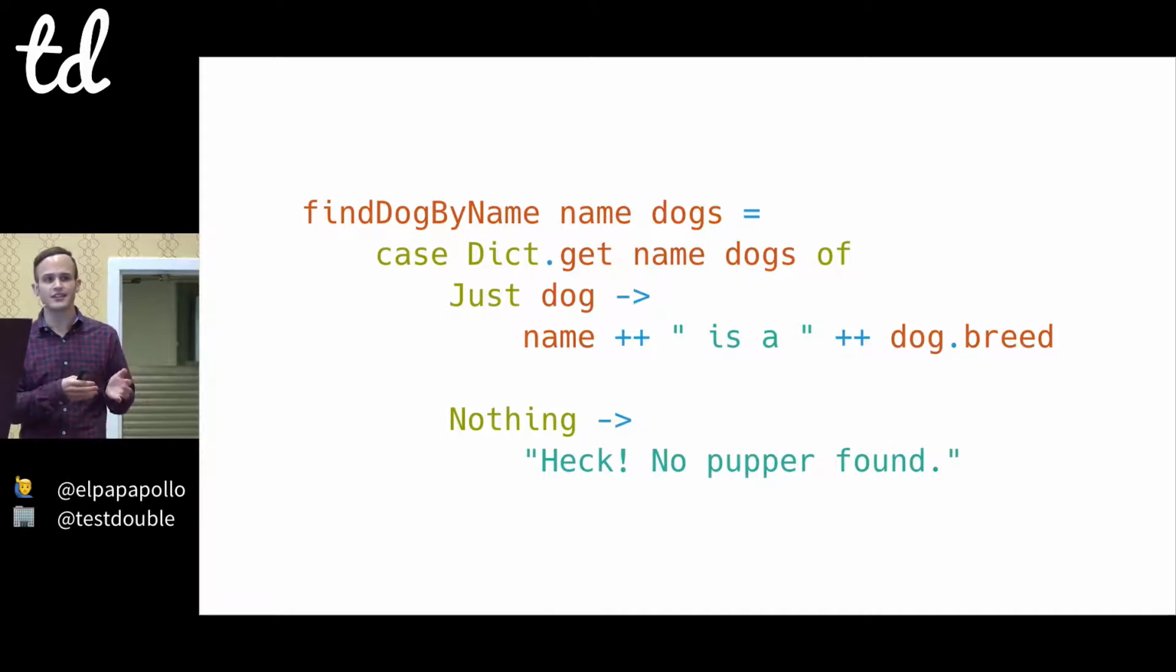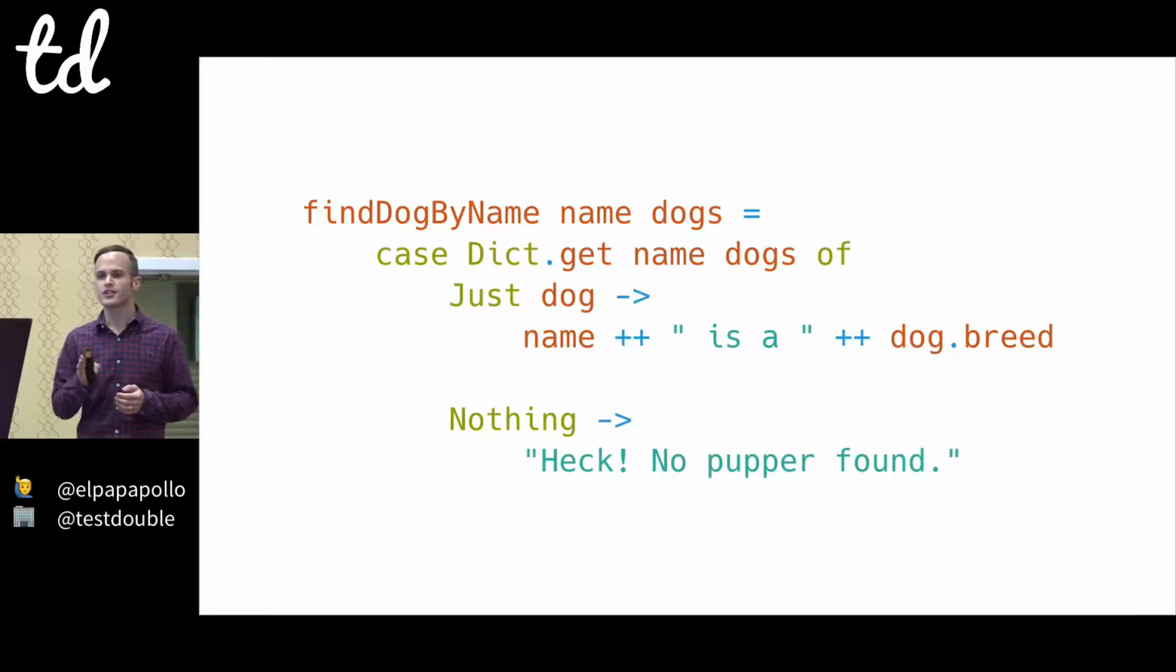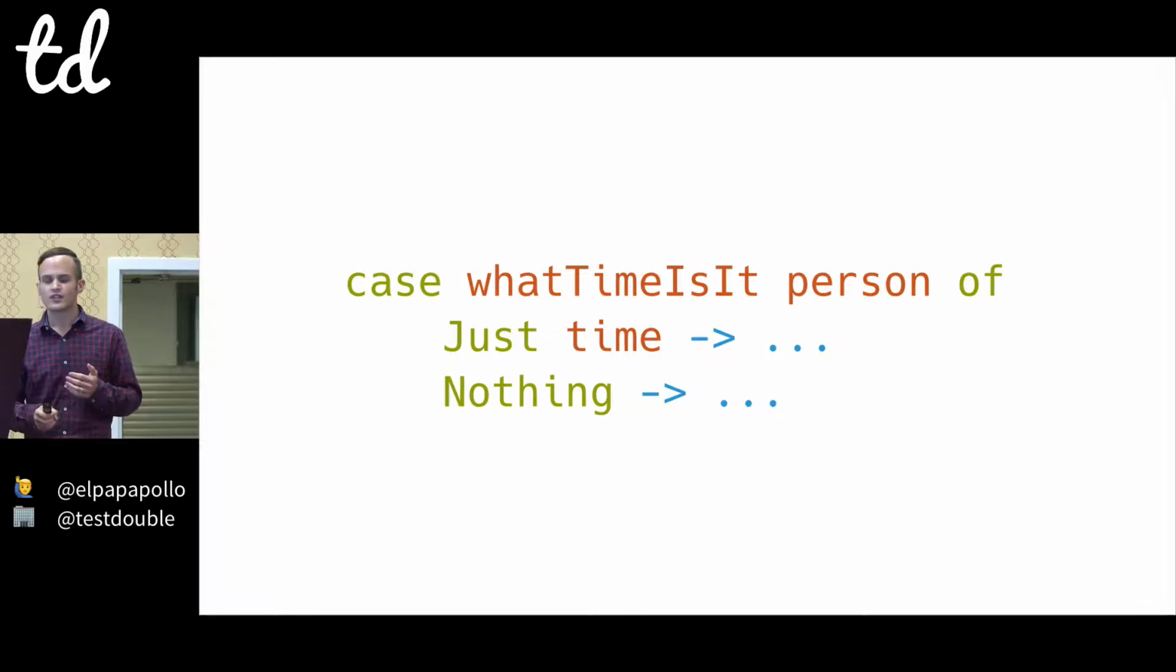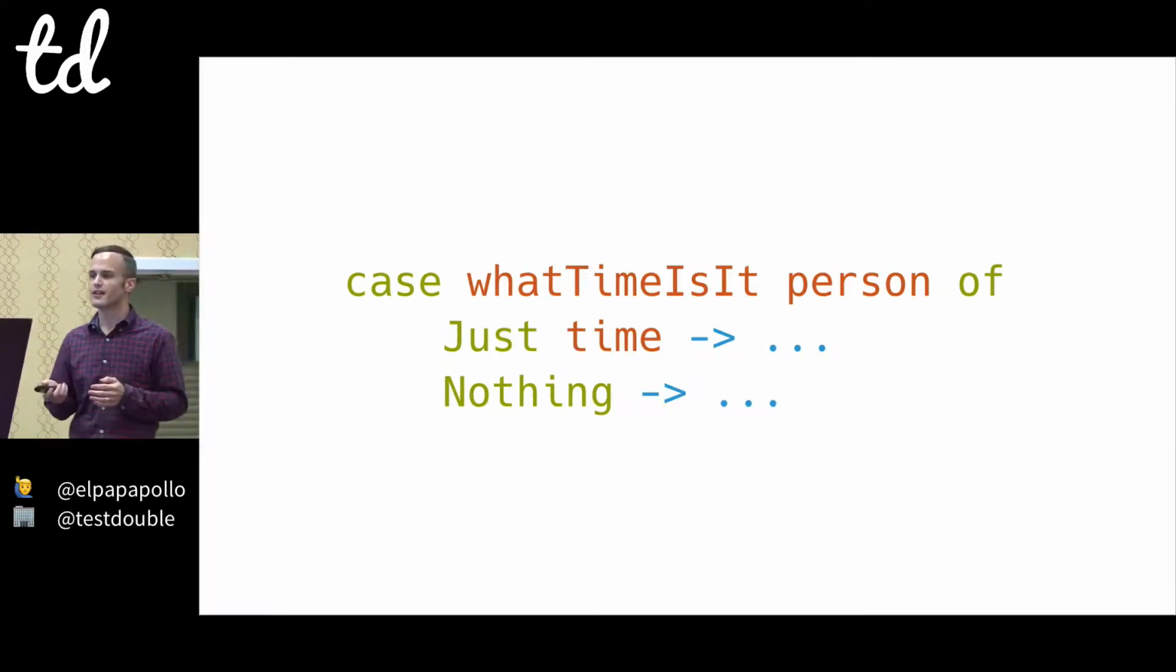Does the dog exist, and can I have it? And now the Elm compiler ensures that only the Just branch can access the dog. We can't accidentally access it in the Nothing branch because the compiler knows it doesn't exist at that point. So we can apply this same idea of returning Maybe with our time analogy.